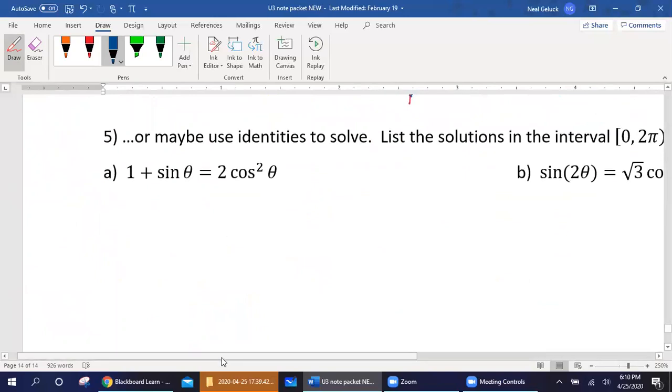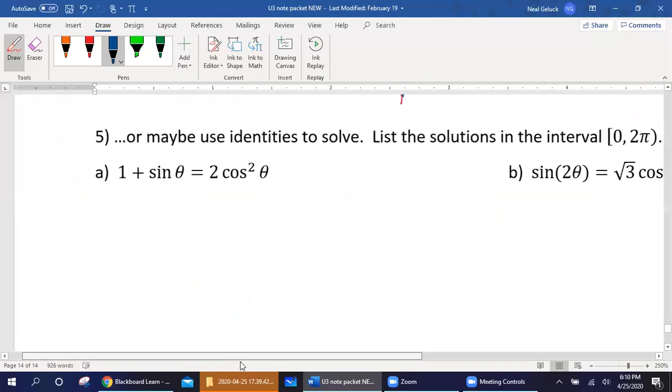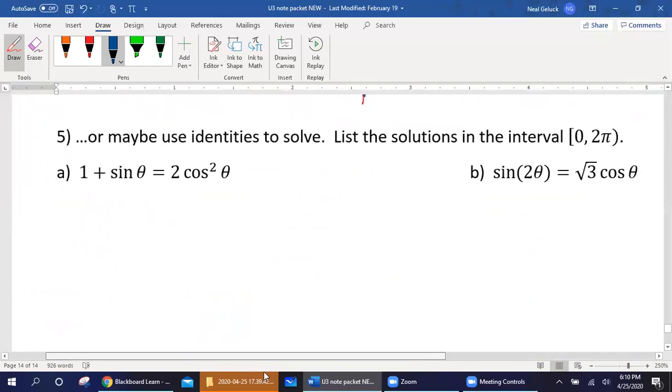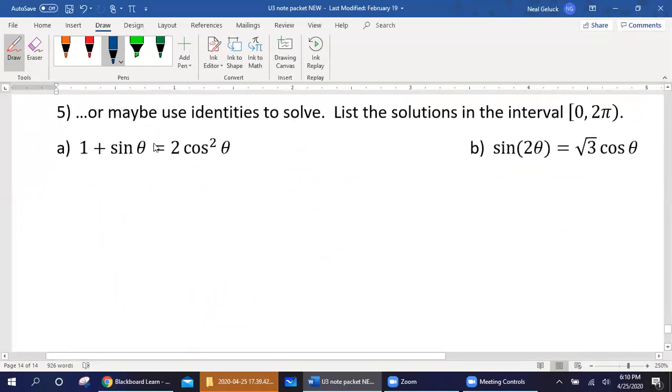The last type we're going to look at is where maybe we throw in some identities. Now notice that these again say interval 0 to 2 pi, so I'm not going to be saying plus 2n pi. So on 5a, there's nothing that I can factor out of both of these. They don't have a GCF or anything. Since it's cosine and sine, I can't think of it like a quadratic. It's like having an x and a y in there.